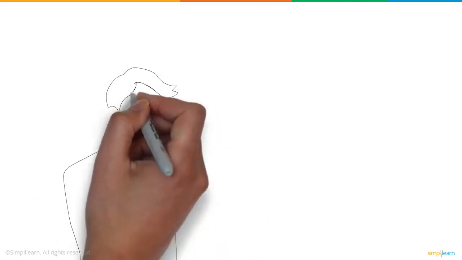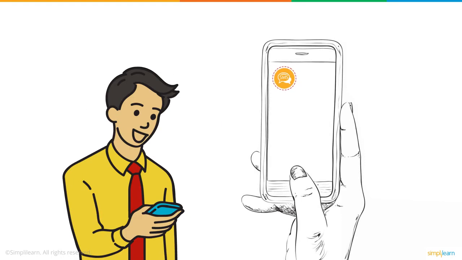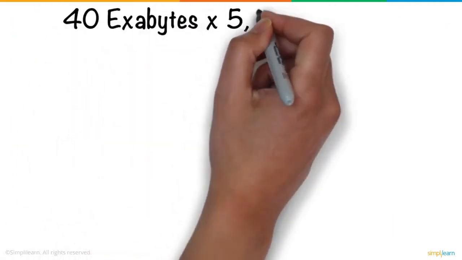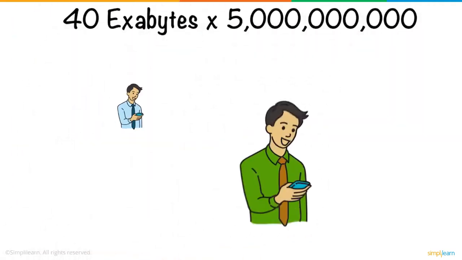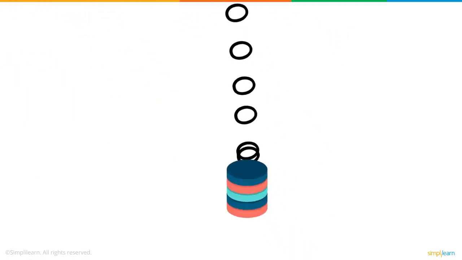We all use smartphones, but have you ever wondered how much data it generates in the form of texts, phone calls, emails, photos, videos, searches, and music? Approximately 40 exabytes of data gets generated every month by a single smartphone user. Now, imagine this number multiplied by 5 billion smartphone users. That's a lot for our mind to even process, isn't it?